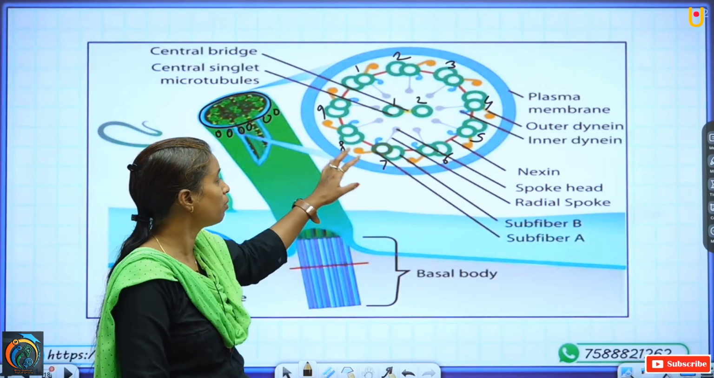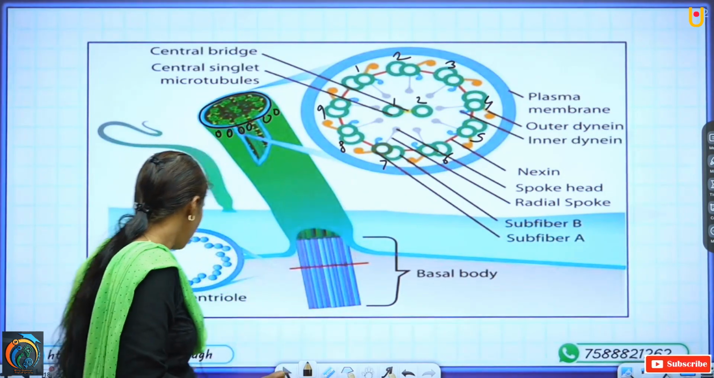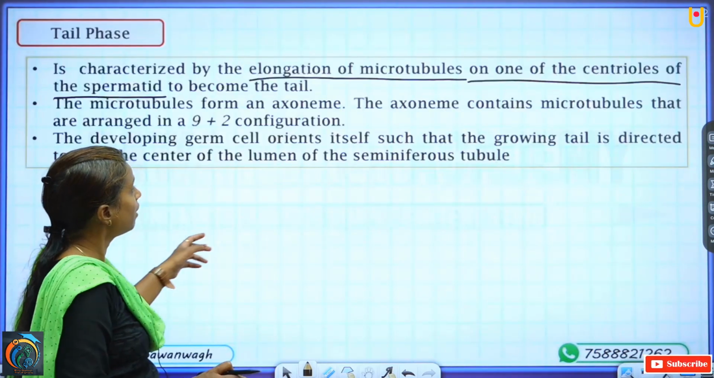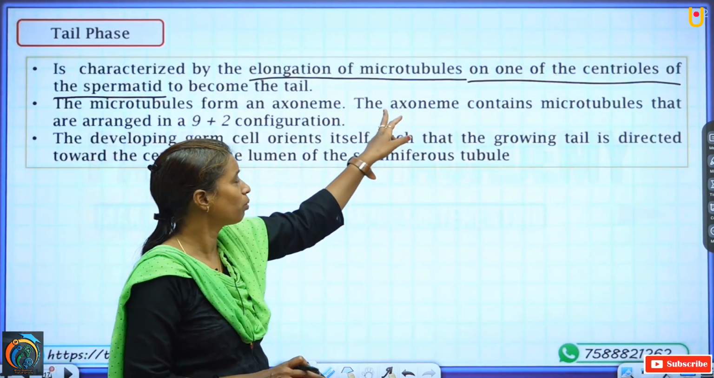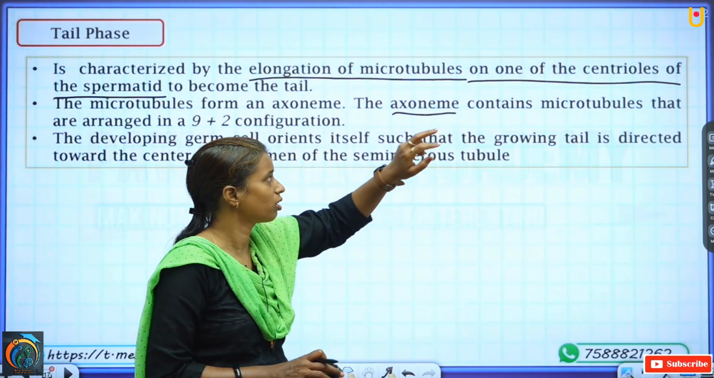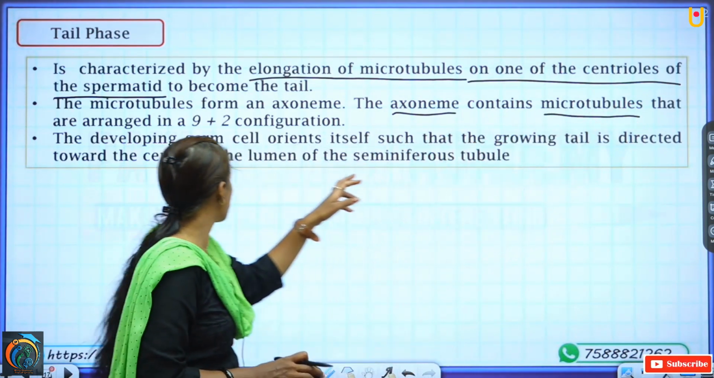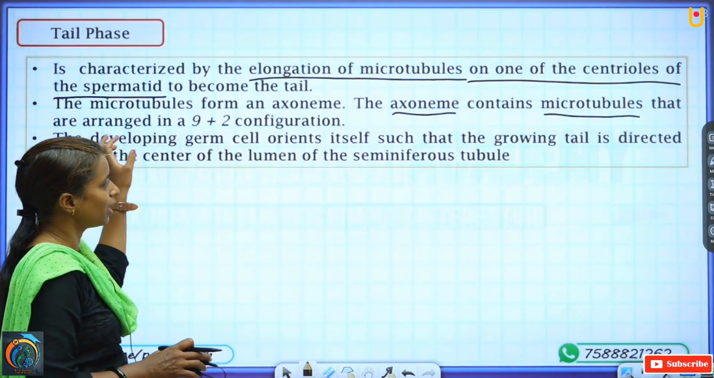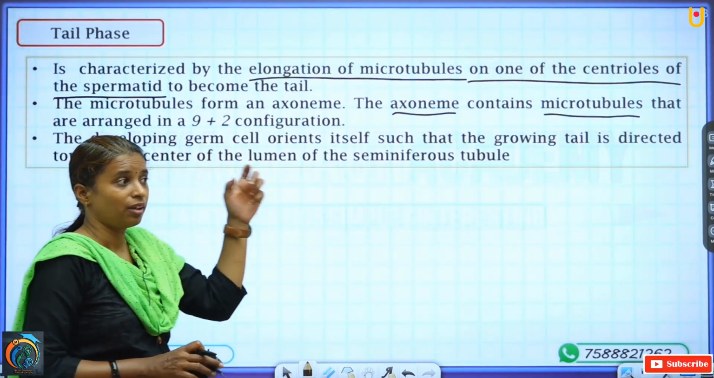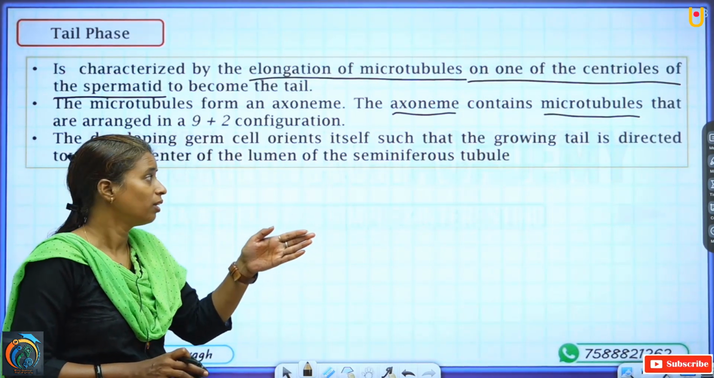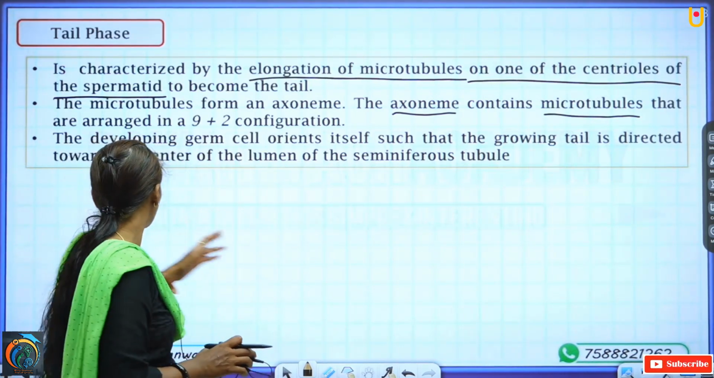Because of this only, the tail is able to locomote because of the axoneme structure, and this axoneme contains microtubules, and because of that it is able to dilate, or it is able to locomote in the female reproductive tract.